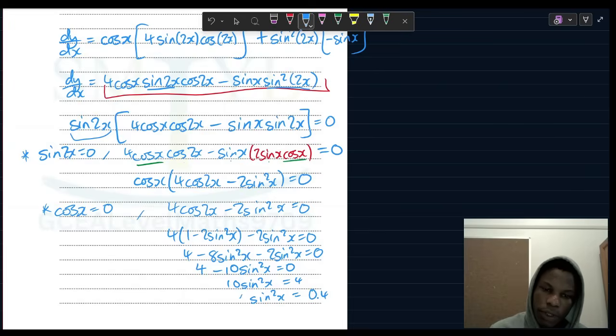Okay, so now we've got these three equations that we need to solve. I'll just start with sine squared x is equal to 0.4.